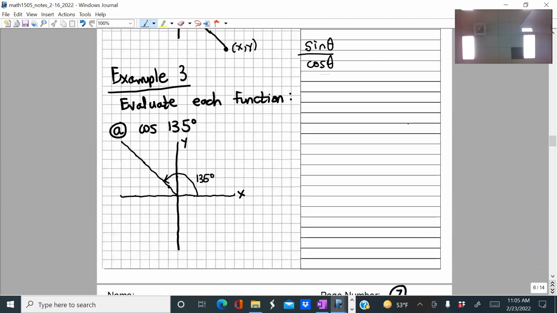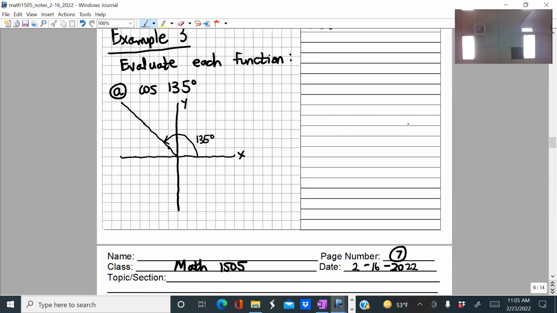Okay, now let's try to actually compute some, not just the signs, but some actual values here. Let's see how far we make it, because this is hard. And then I'm going to show you the shortcut, right? All right, so imagine you want to compute cosine of 135 degrees. Okay, so your calculator will do that very quickly.